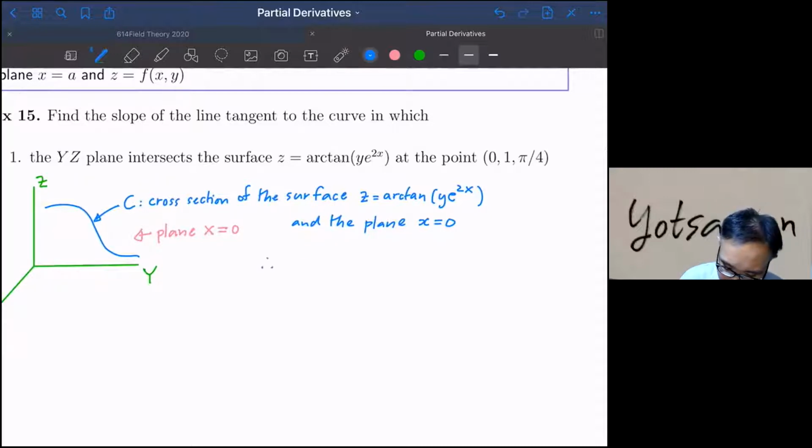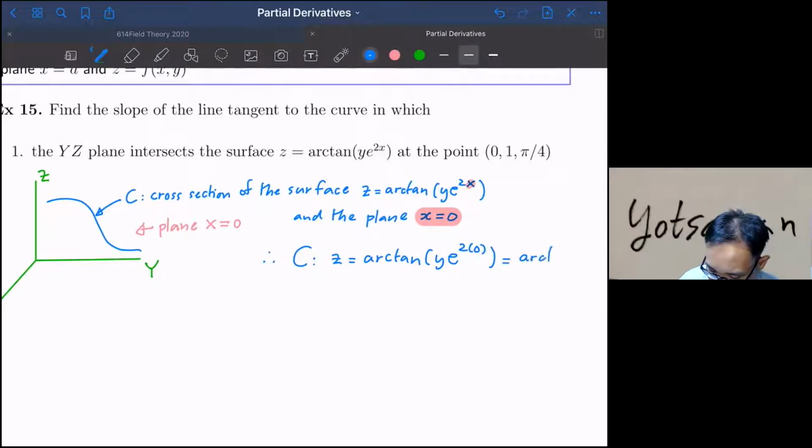So in this case, C will turn out to be z equal to arctan, okay? And you're going to plug x equal to 0 into the equation. So it's going to be y e^(2 times 0). So this one is going to be just z equal to arctan y. Okay, so you have z equal to arctan y, and you would just like to find the derivative at the point (0, 1, π/4).